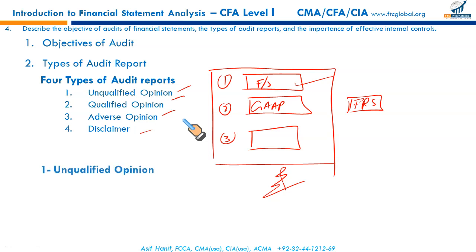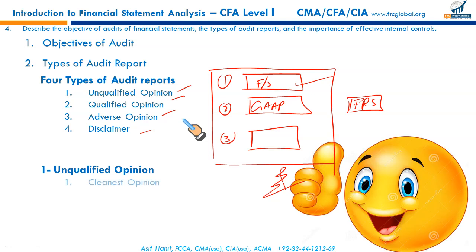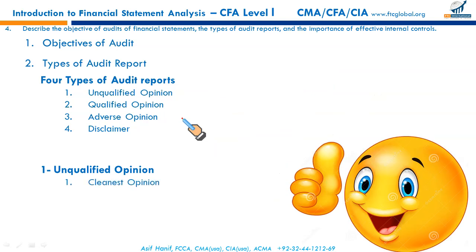First is the unqualified opinion. Unqualified, sometimes also called the cleanest opinion or unmodified opinion. This is the opinion given when the financial statements are prepared in compliance with the US GAAP and the financial statements are giving true and fair view. This is the cleanest report ever out of these 4.